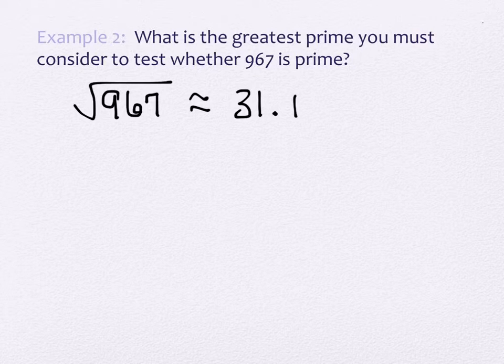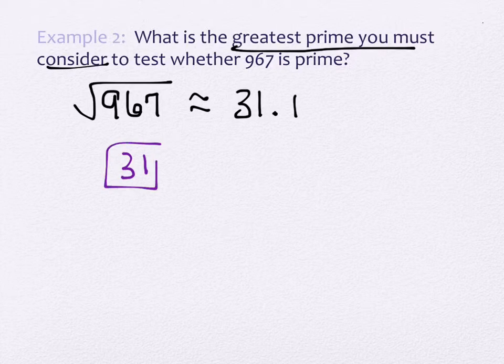Okay. So the question is, what is the greatest prime you must consider? The answer is 31. You have to make sure that you're answering with a prime number. If the answer here had said 32.1, you wouldn't answer 32, right? Because 32 is not prime. It still would be 31. So you want the biggest prime number smaller than the approximation of that square root. 31. You wouldn't have to test any higher than that, and you would know whether or not it actually divides.